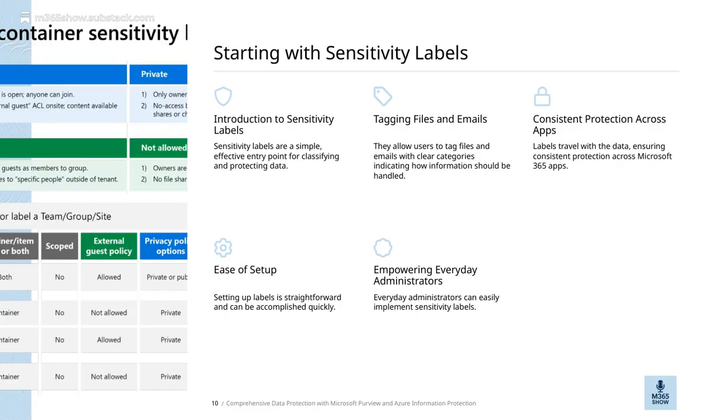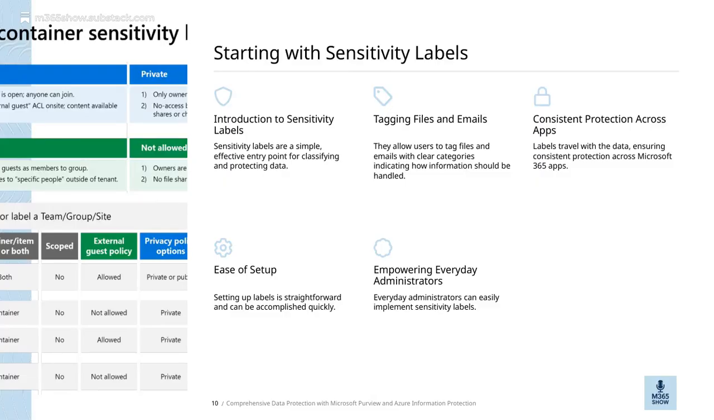Starting with sensitivity labels, I want to highlight how they provide comprehensive data protection using Microsoft Purview and Azure Information Protection. One of the great things is that everyday administrators can easily implement these sensitivity labels without needing advanced technical skills. Setting them up is straightforward and can be done quickly, which makes it accessible for many teams.